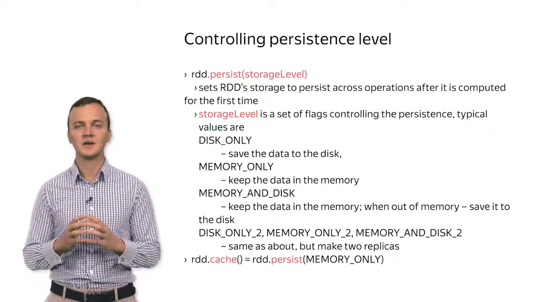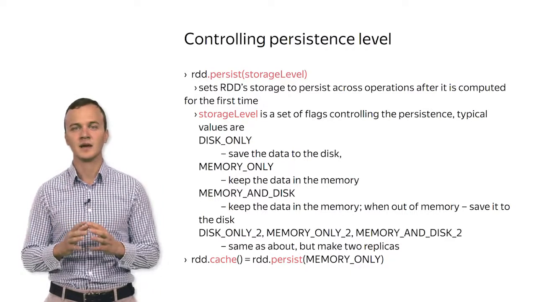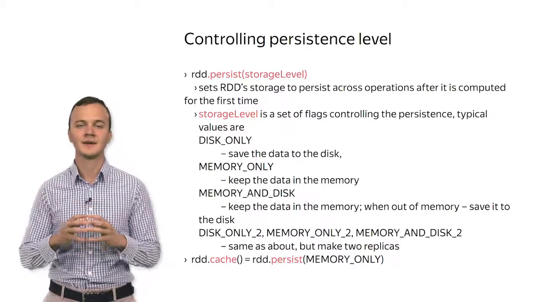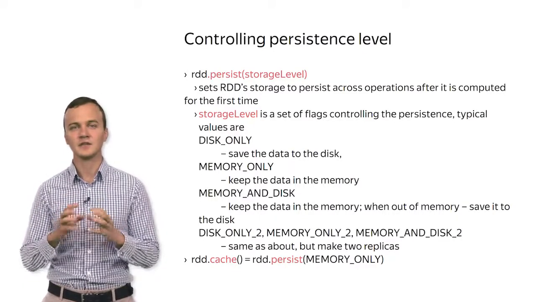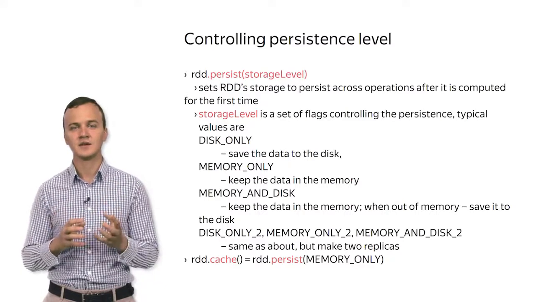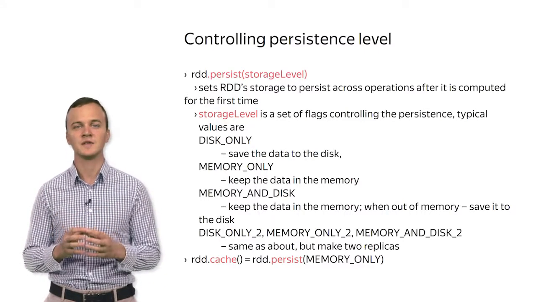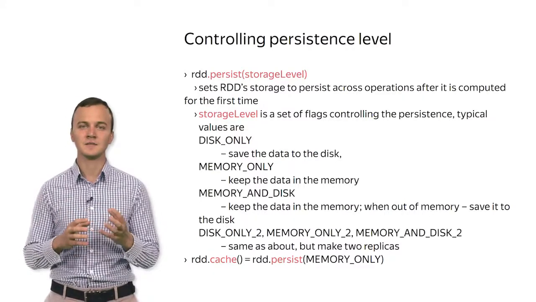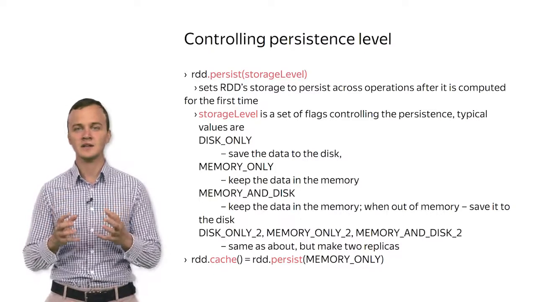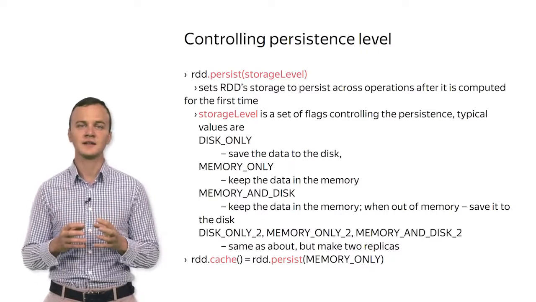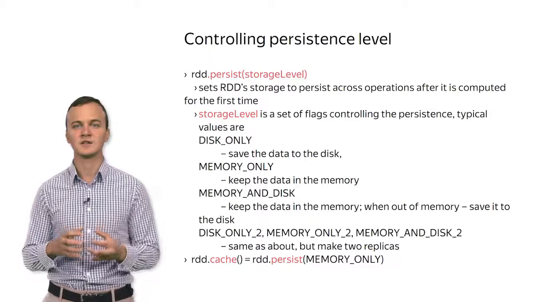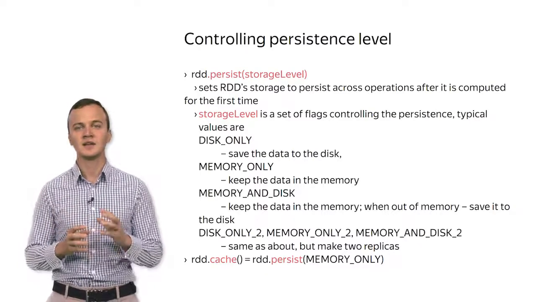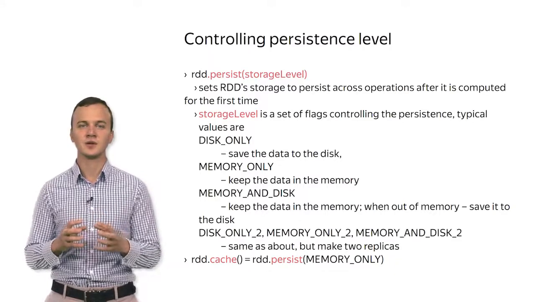This method is parameterized by a storage level, that is, a descriptor controlling the persistence behavior. Typical values for the storage level are disk only, which allows the data to be evicted to the disk, memory only, which keeps the data in the memory, and memory and disk that tries to keep the data in the memory and evict it to the disk when running out of memory. The cache method is just a shortcut for the memory-only persistence.